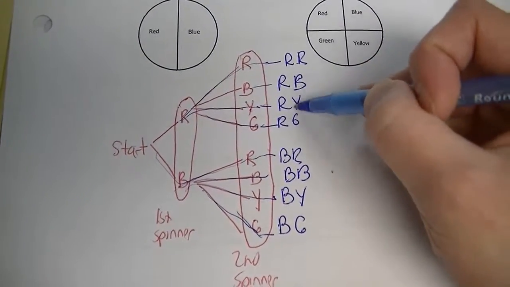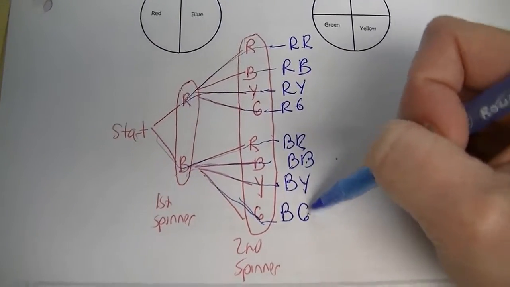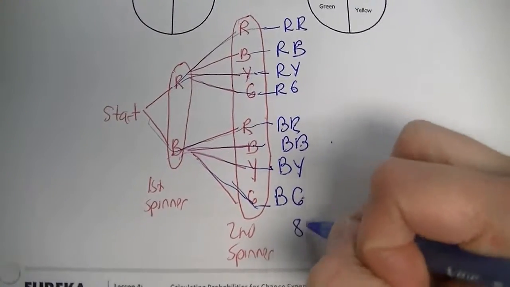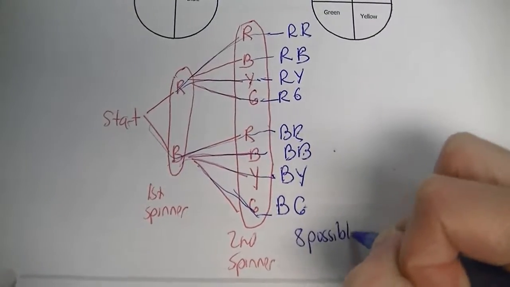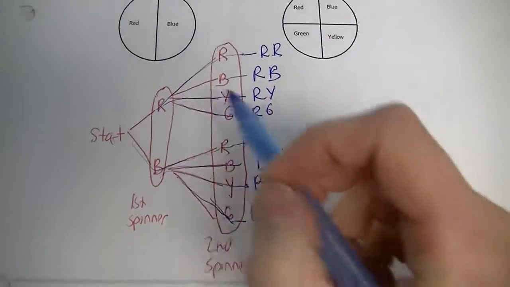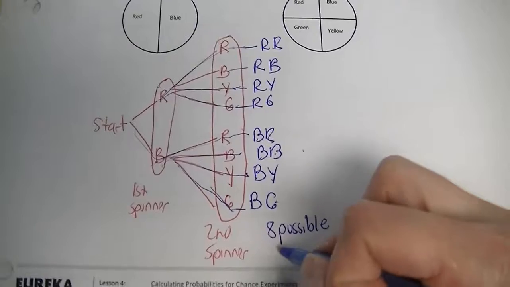So we have 1, 2, 3, 4, 5, 6, 7, 8. 8 possible outcomes, 8 in the sample space. Remember, possible outcomes are also known as the sample space in spinning each of these spinners 1 time.